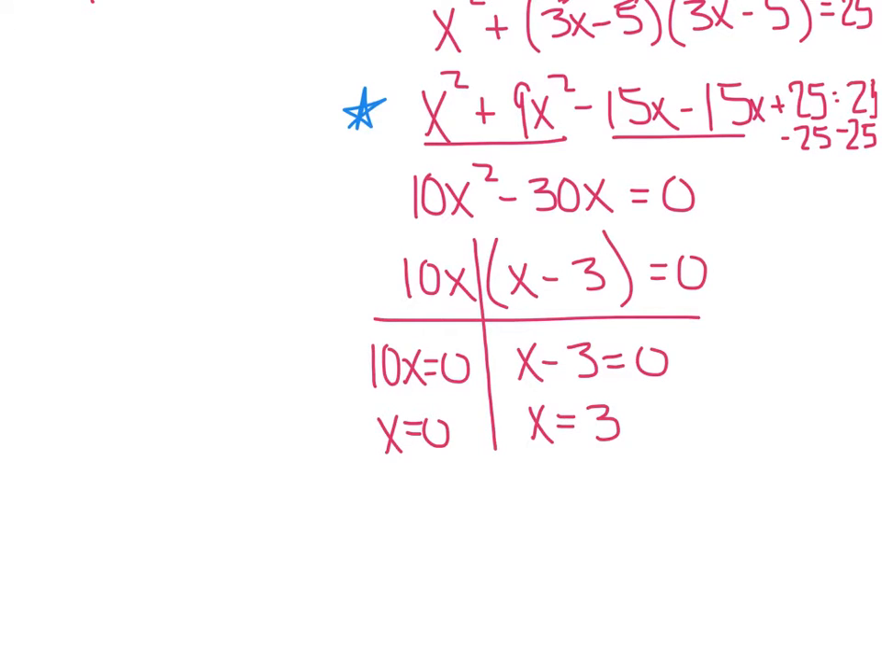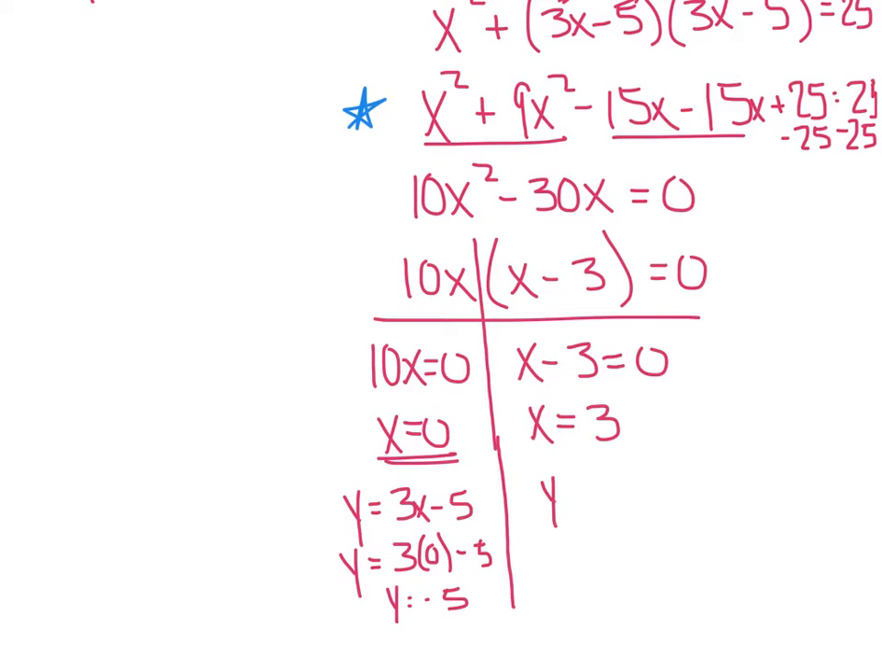Now the key here tonight is we're not done yet. We're looking for ordered pairs, remember? And so what I'm going to do is take this x value and substitute it back into the linear function. And if you recall, that linear function was y equals 3x minus 5. And so if I substitute the 0 for x, I get y equals negative 5. And I'll do the same thing with my other x value. So it's going to be 3 times 3 minus 5, or 9 minus 5 is 4.